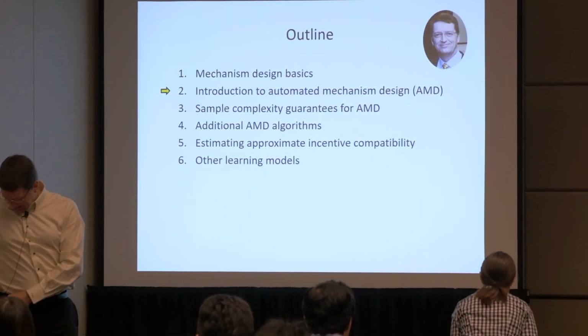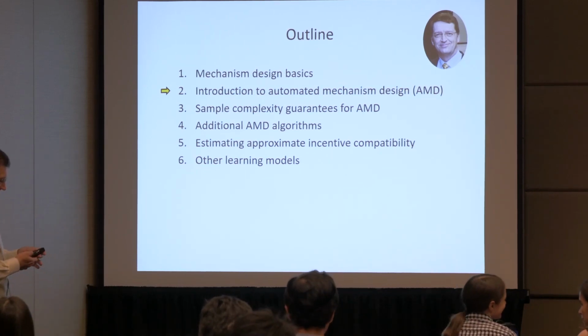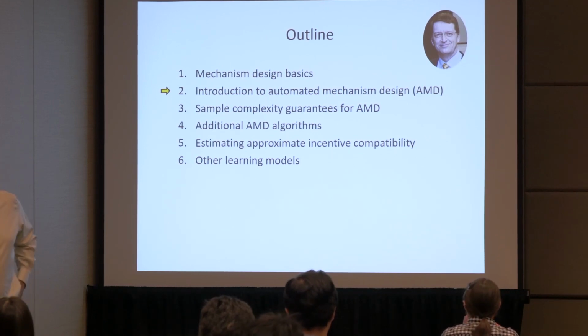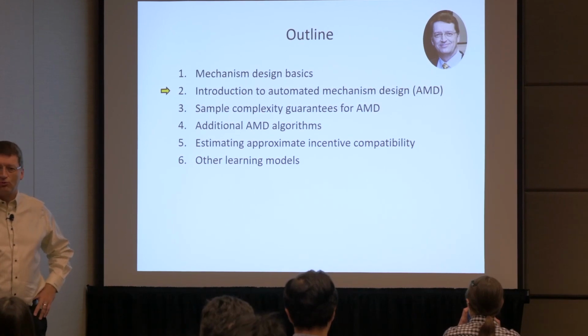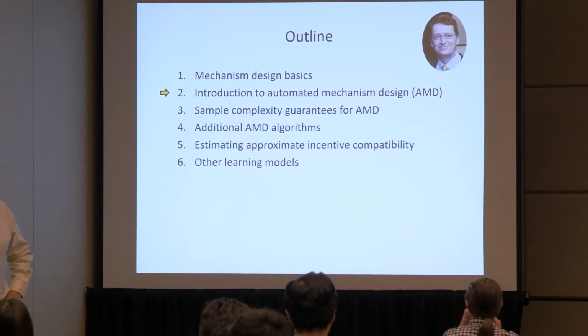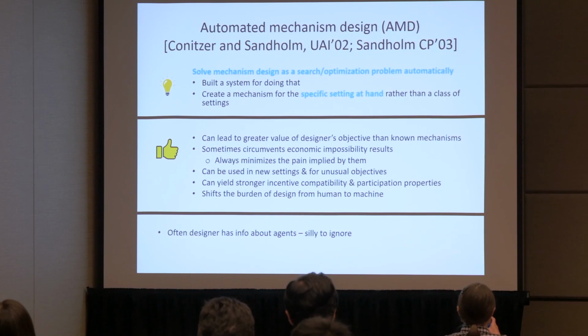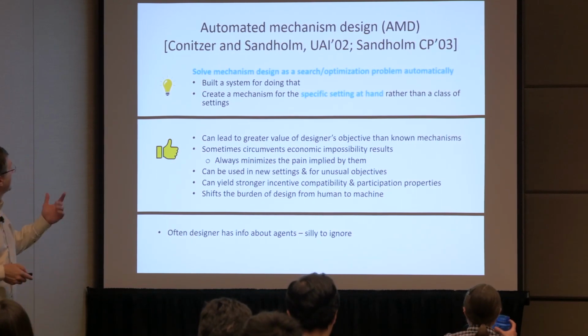Okay, great. So yeah, I'll start to talk about automated mechanism design. And here the idea is that we are not going to do the traditional approach of doing mechanism design by paper and pen and trying to prove things analytically, but we are going to do it computationally. And so the idea is that we are going to solve the mechanism design as a search or optimization problem automatically. And we built a system for doing that. Can't believe it's already 17 years ago.